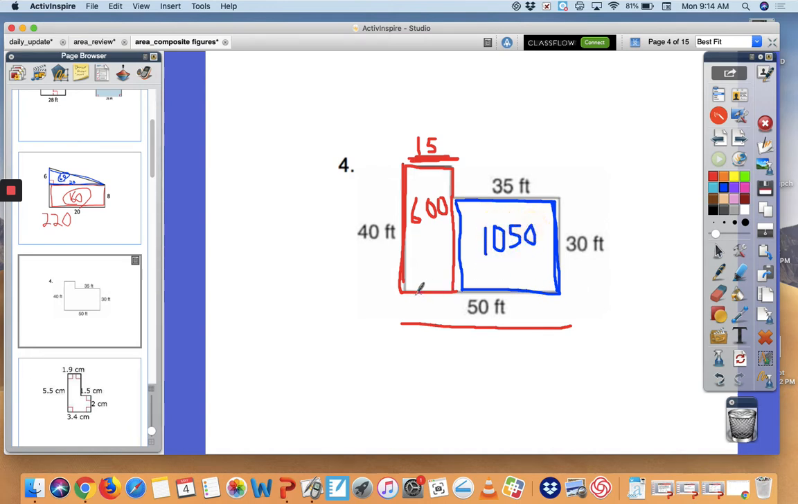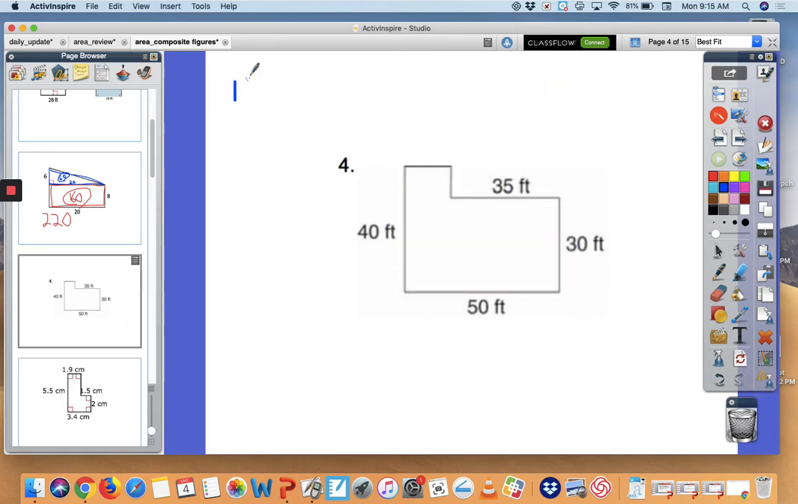Don't use this 50 down here for the blue square. Or it's not a square actually, sorry, the blue rectangle. Use that part. Remember the 50 is for the entire base across there. You need this part, 35 times 30. Now to find the total, you just add those up and you get 1,650. Now I'm going to erase this and I'm going to put the 1,650 up here.